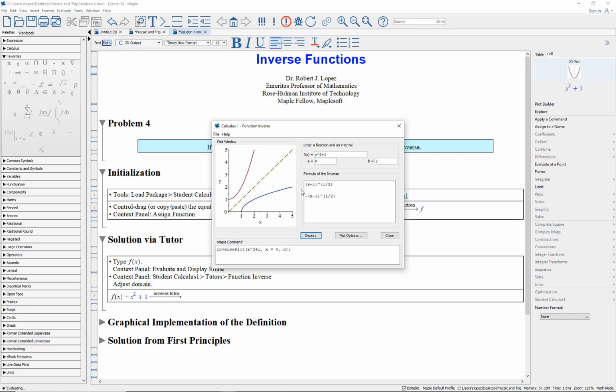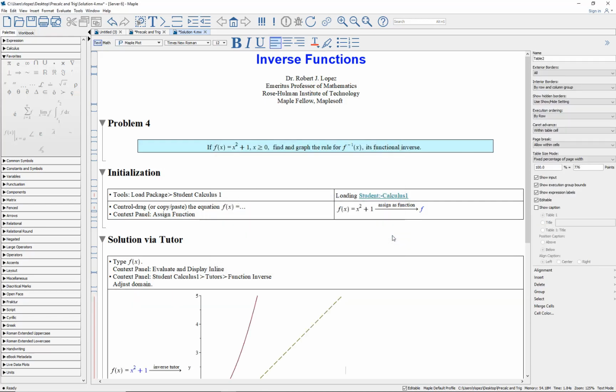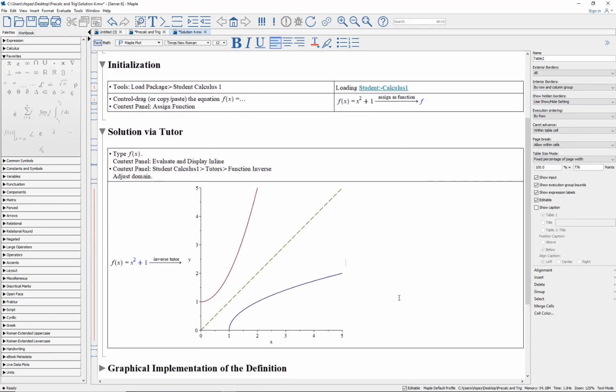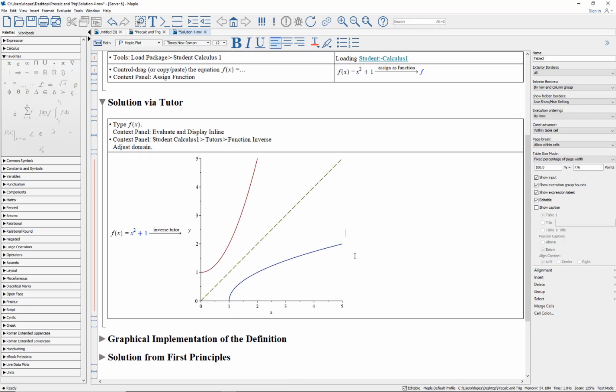It's the inverse function. And what is the rule for this inverse function? Well, Maple gives the rule for both branches, but this branch is clearly positive. It sits above the x-axis, so it's square root of x minus 1. If we select close, that will write that graph to our workspace.